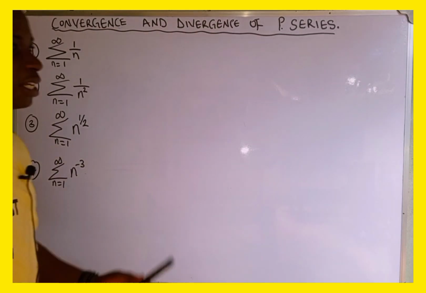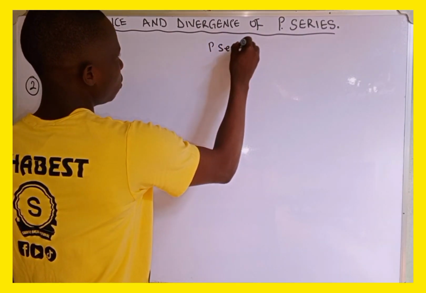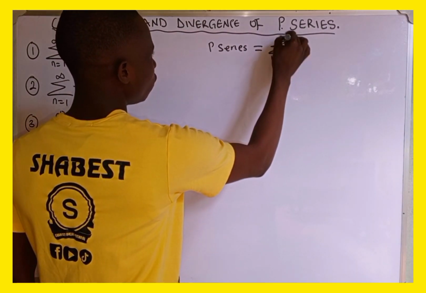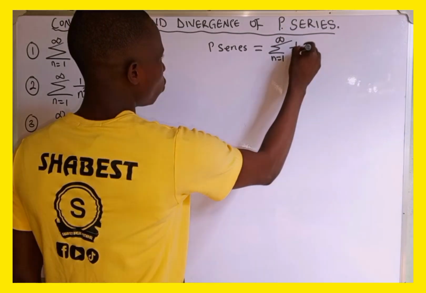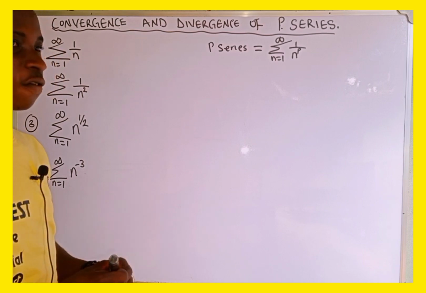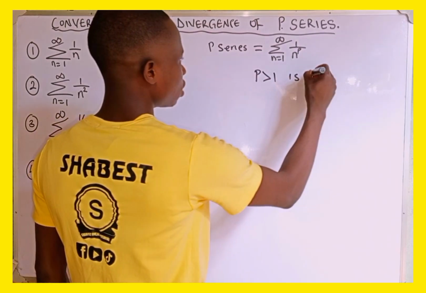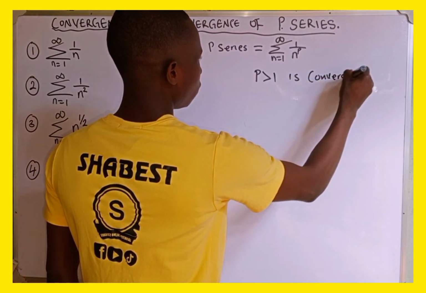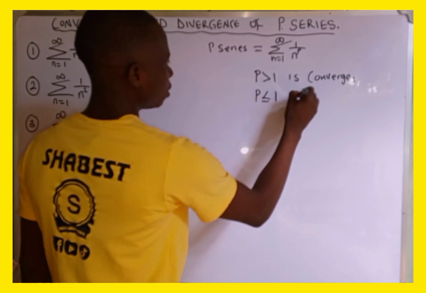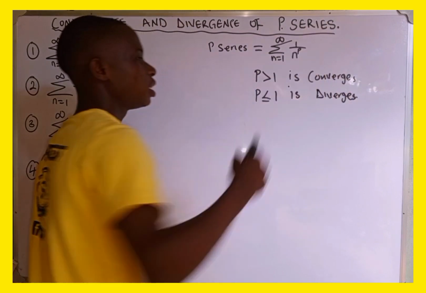But before then, a P series is a series in the form of summation as n ranges from 1 to infinity, 1 all over n raised to power p. So this is the P series. A series is said to be convergent if p is greater than 1; then we say the series converges. And if p is less than or equal to 1, the series is said to be a divergent series.